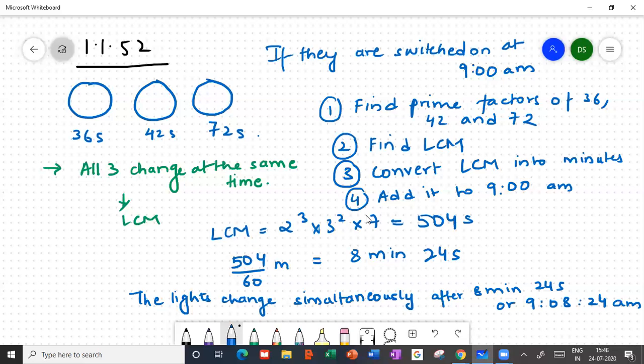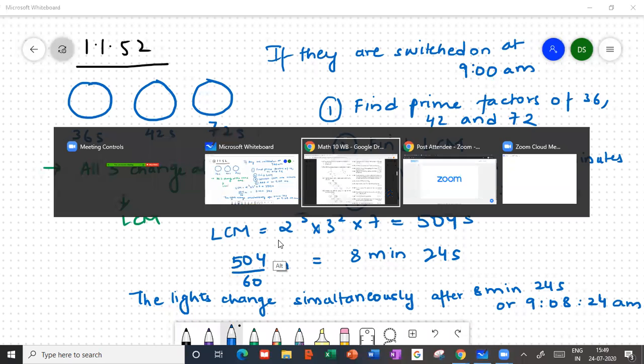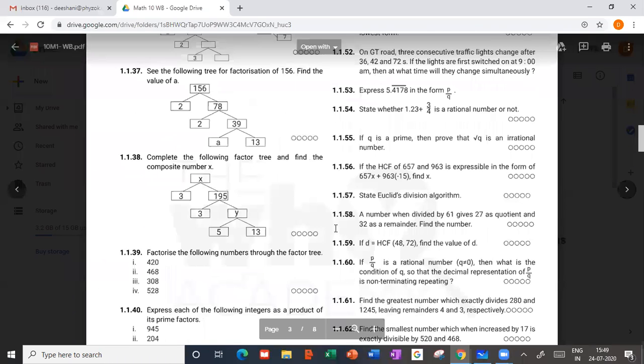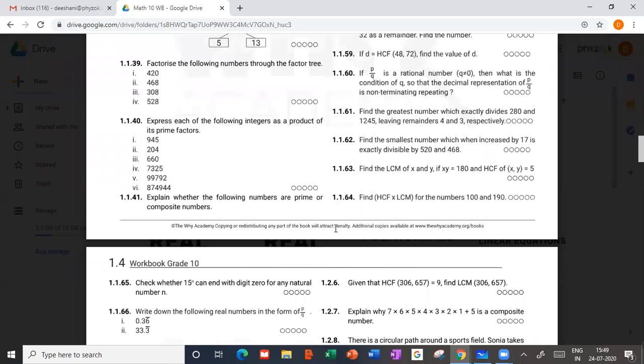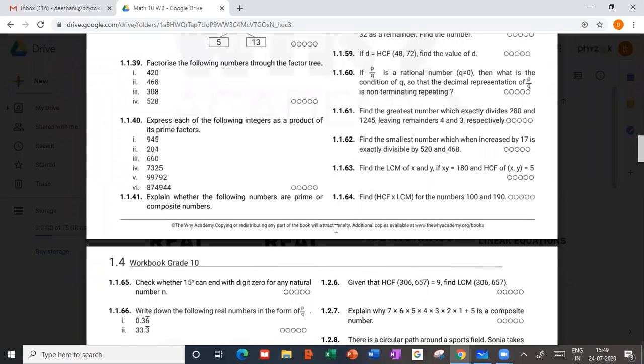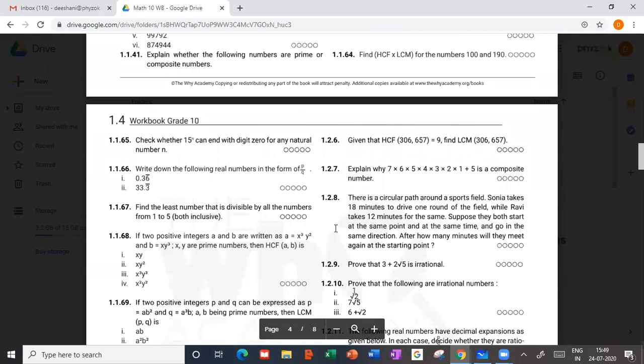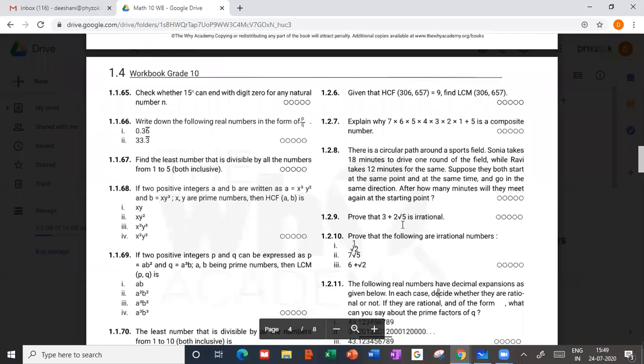Okay, let me see if I can find another question like this. Ah, here it is, but I don't know whether it's the same. Just give me a second.